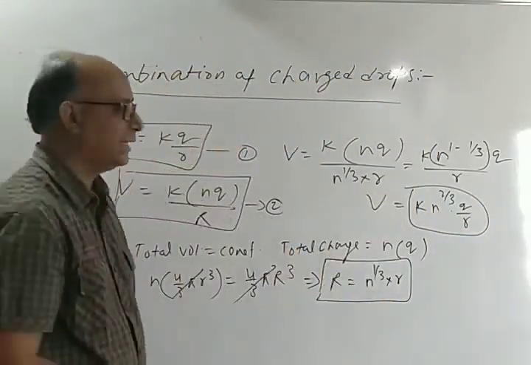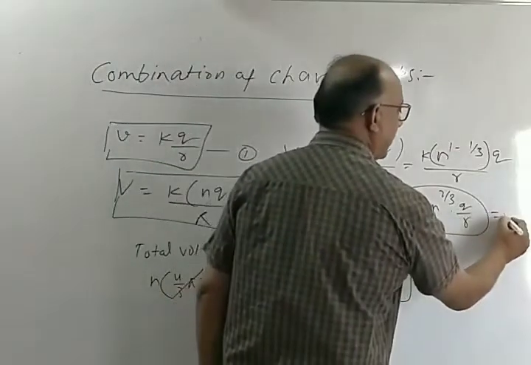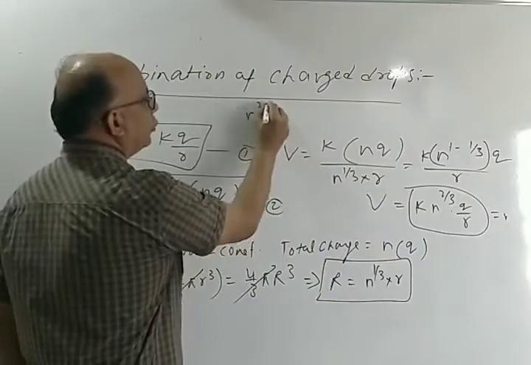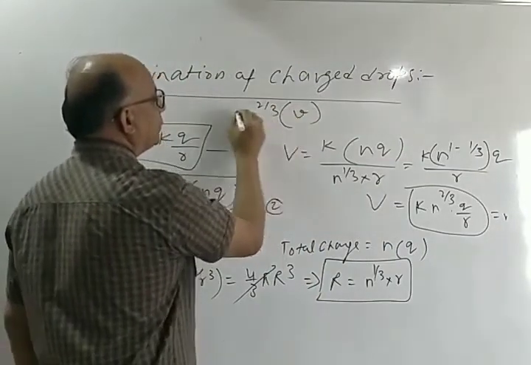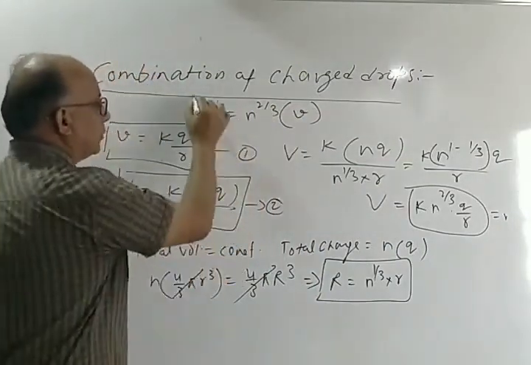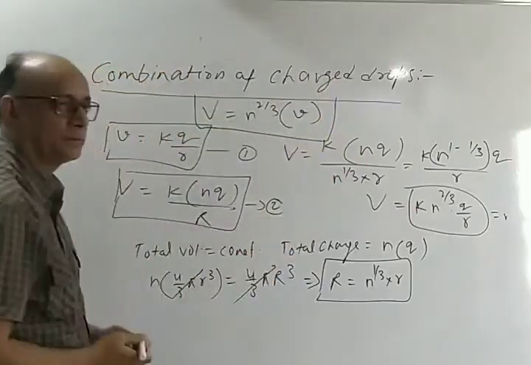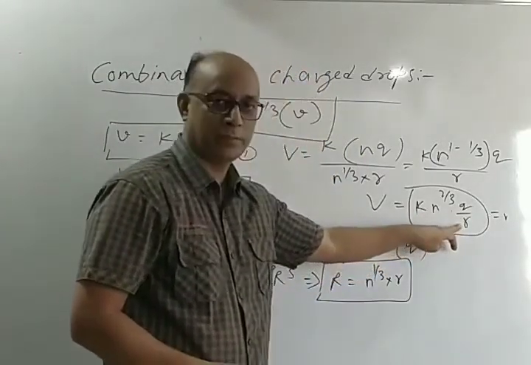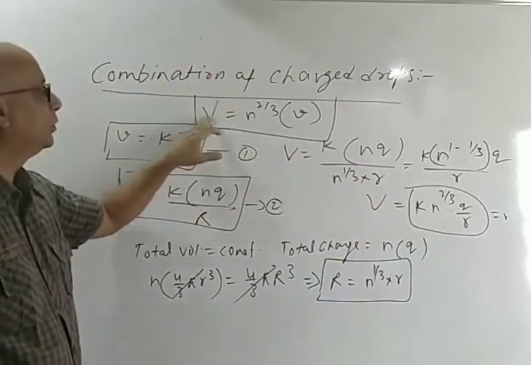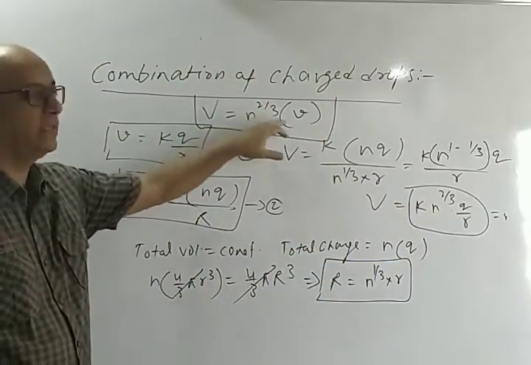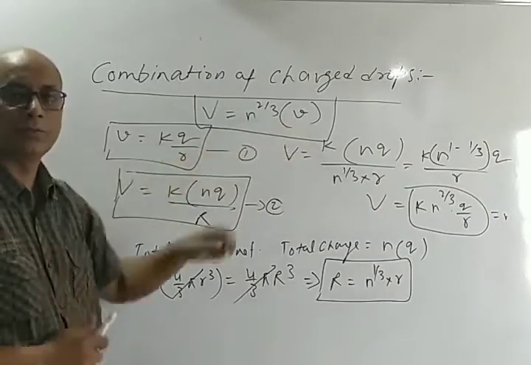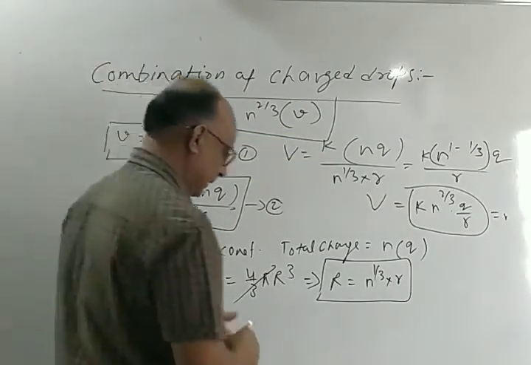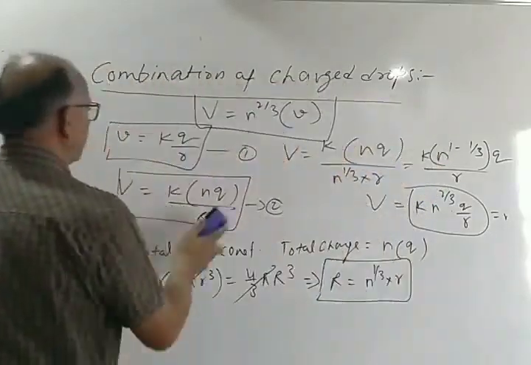So basically the electric potential of the bigger drop is n to the power 2 by 3 times the electric potential of the smaller drop. So this is the final expression. Because kq by small r is the electric potential of the smaller drop. So this is V equals n to the power 2 by 3 into the electric potential of the smaller drop. Is that clear? Okay. Let us come to the next topic.